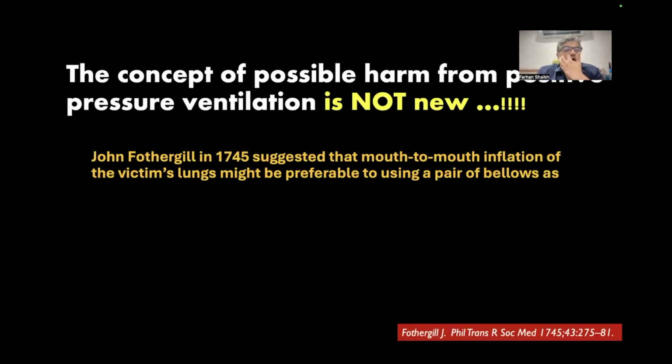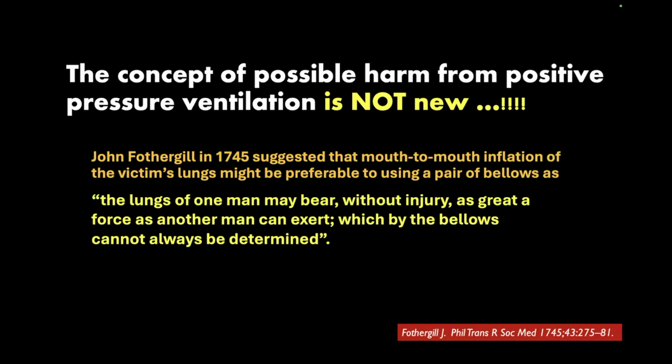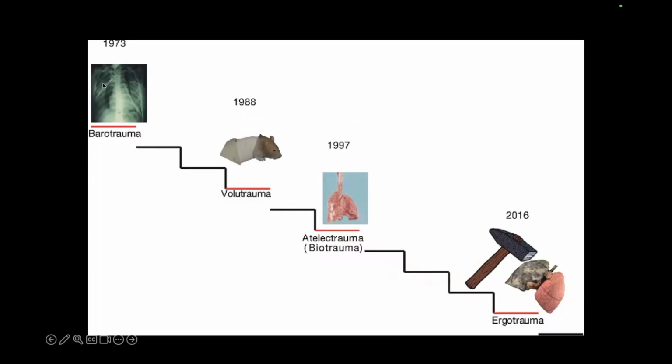The concept of possible harm from invasive mechanical ventilation is not new. As early as 1745, John Fothergill suggested that mouth-to-mouth inhalation of a victim's lung might be preferable to using a pair of bellows, as the lungs of a man may bear without injury as great a force as another man can exert, which by bellows cannot always be determined. Historically, we have known barotrauma in the 1970s, and then volutrauma from Dreyfuss's study in 1988, then Tremblay's study in 1997, and after Gattinoni's paper on mechanical power, we are now discussing ergotrauma.